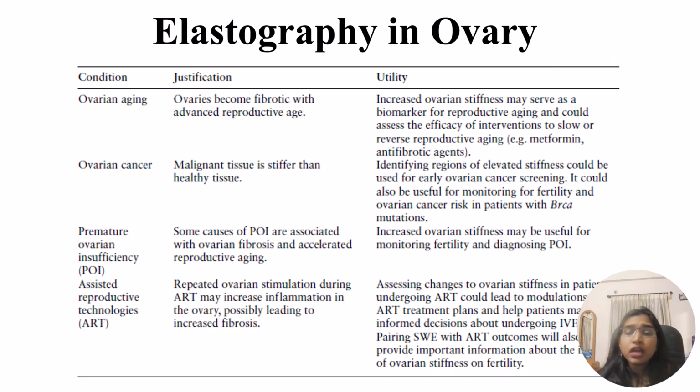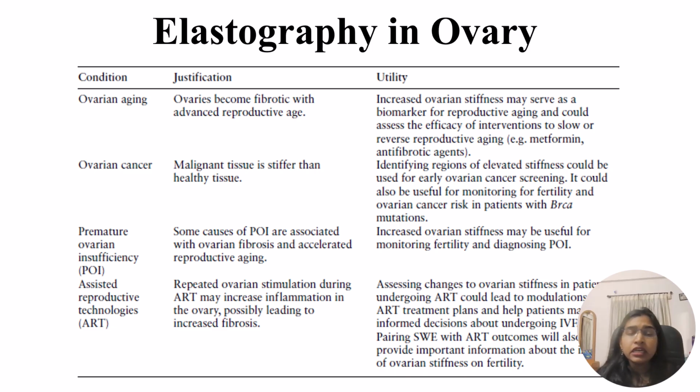Now, coming to elastography in the ovary, we can use it in cases of ovarian aging. As the patient ages, with advanced reproductive age, the ovaries become fibrotic, so with fibrosis we can make out hard tissue. Some part of the ovary will start appearing hard. Ovarian cancer, malignant tissues, appear stiffer than healthy tissue. POI cases are associated with ovarian fibrosis and accelerated reproductive aging.